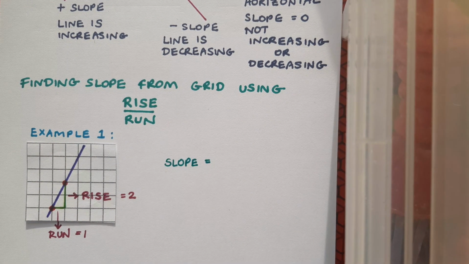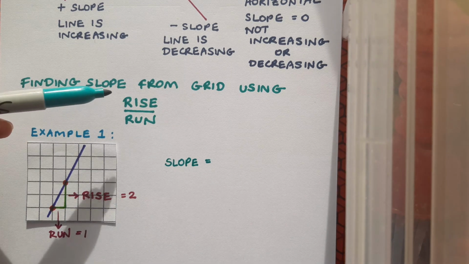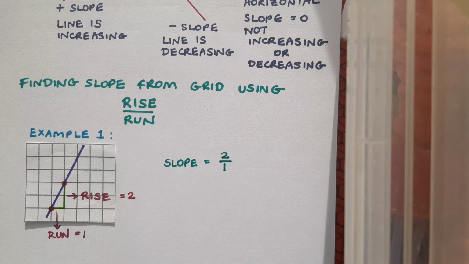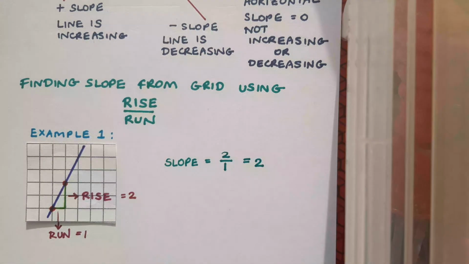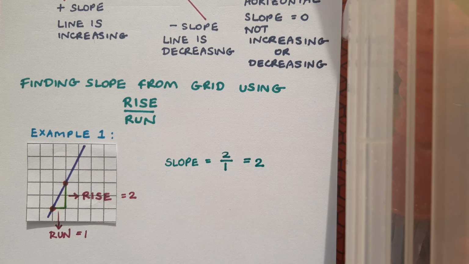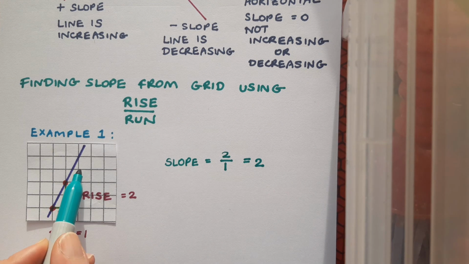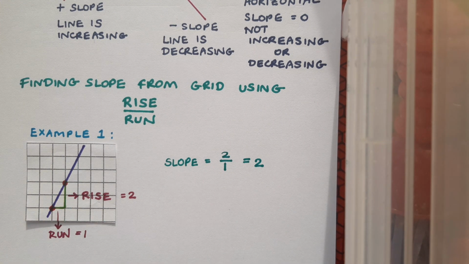Now to find the slope of this line, I'll just put the rise over the run. In this case, that's 2 over 1. And obviously I can write 2 over 1 as just 2. Slope tells me how many boxes up I go on the line for each 1 box that I move to the right. You can see here quite clearly in this example that for each 1 box I move to the right, I go up 2 boxes. And this continues along the rest of the line. So if I was to relocate myself at this point here now and go 1 box across, I'd have to go 2 boxes up again to stay on the line.